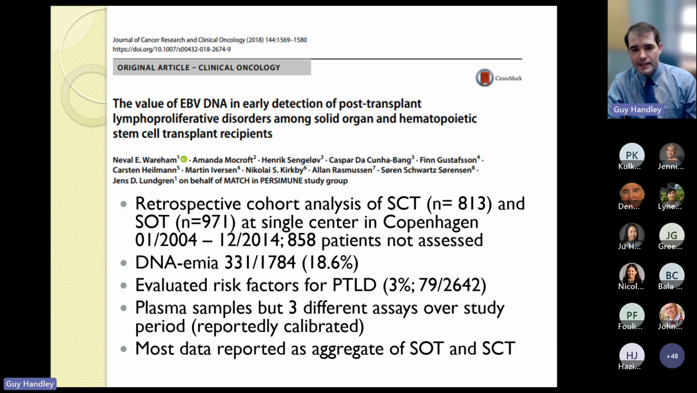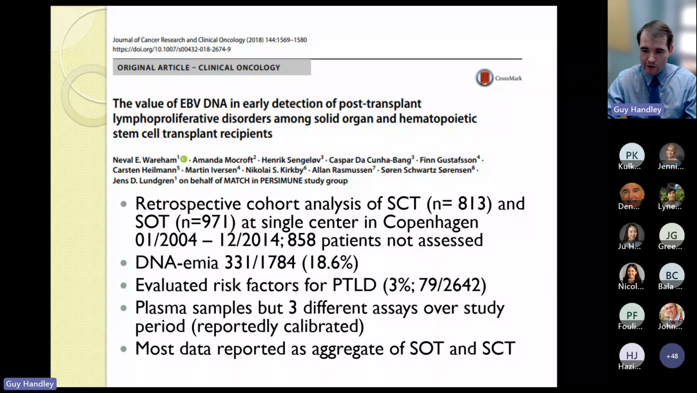And this last study is probably the best one in terms of figuring out a cutoff for us to be able to use. It is a retrospective cohort analysis of stem cell transplant, solid organ transplant, and then about 858 patients that didn't have either, who developed EBV DNA detection or EBV DNAemia. And then they evaluated for risk factors for post-transplant lymphoproliferative disorder. DNAemia occurred in 18.6% of the transplant patients. They reported everything as an aggregate.